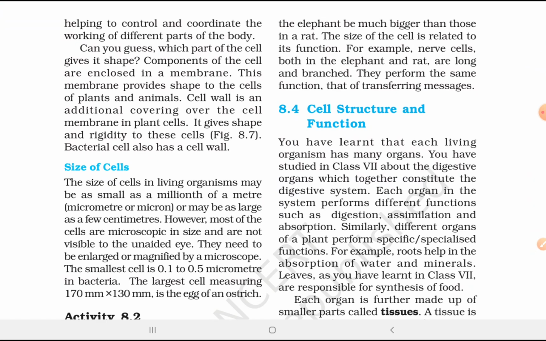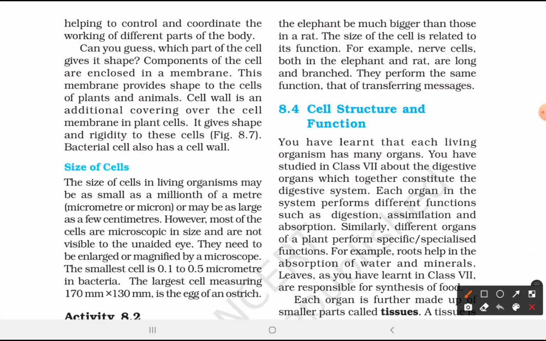Can you guess which part of the cell gives its shape? Components of a cell are enclosed in a membrane. This membrane provides shape to the cells of plants and animals. The cell wall is an additional covering over the cell membrane in plant cells. It gives shape and rigidity to these cells. A bacterial cell also has a cell wall.